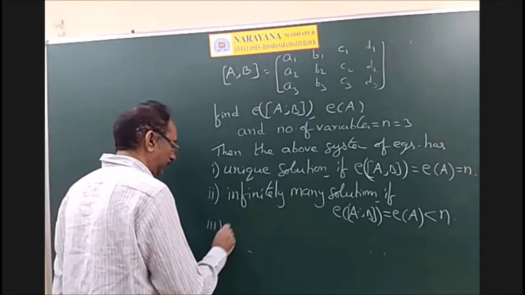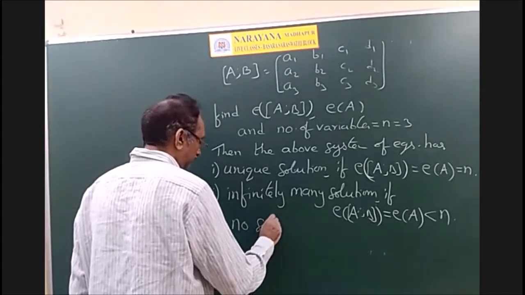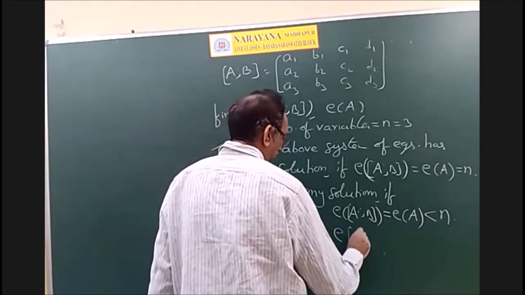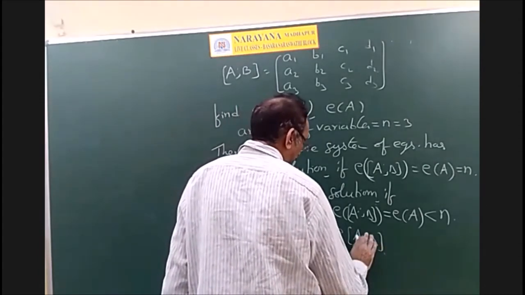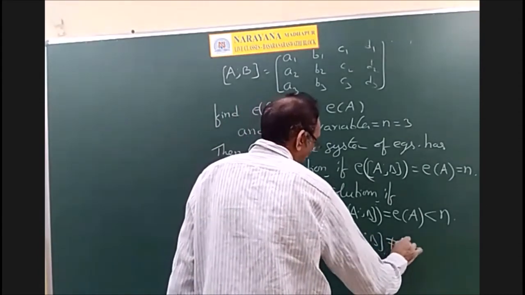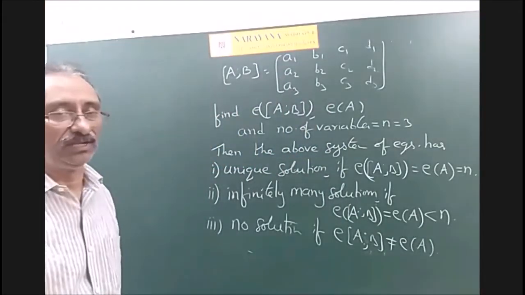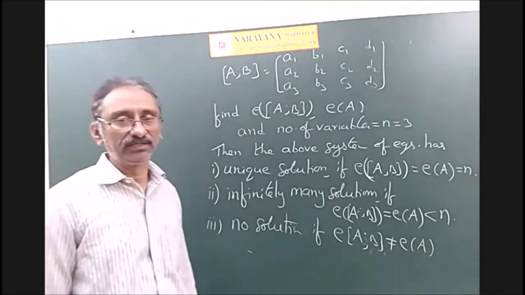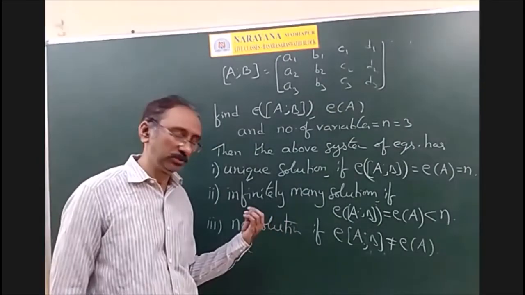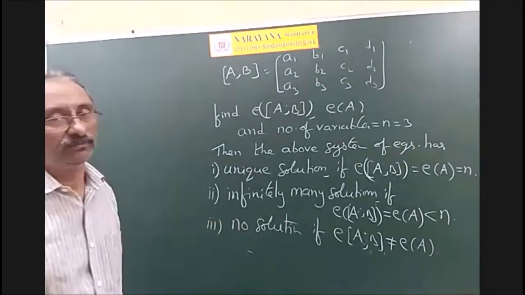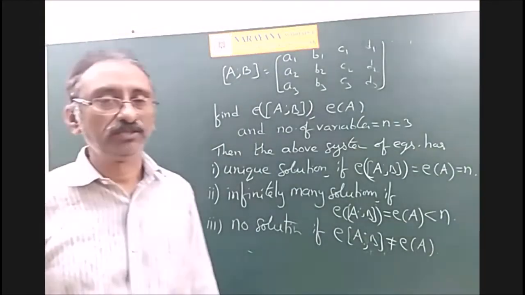And the third point, no solution. No solution if the rank of AB is not equal to the rank of A. If these two are not equal, then we can say that the system of equations has no solution at all. Write that down.